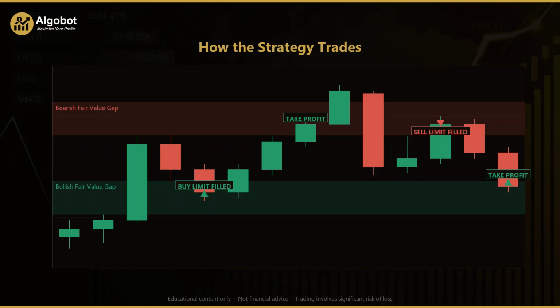Notice how in both cases the strategy never chased. It let price come back to the imbalance, entered passively with a resting limit, and aimed for a fixed multiple of its risk. This is purely an illustration of the mechanics, for educational purposes only.